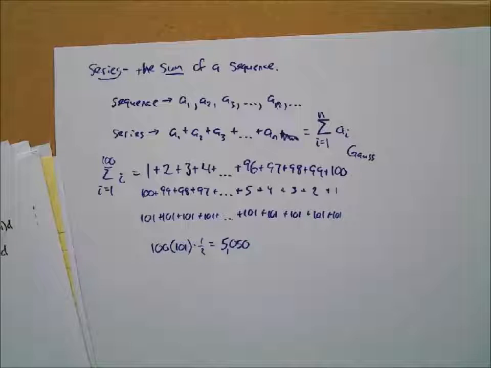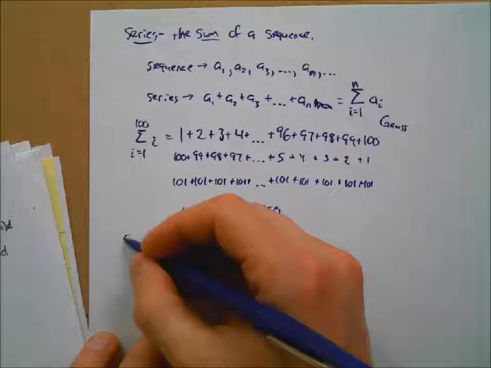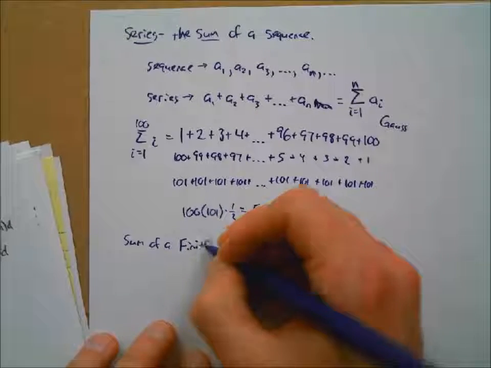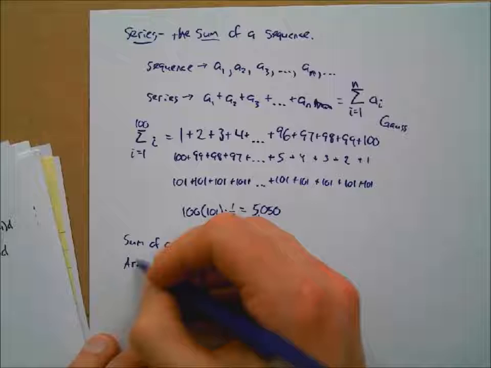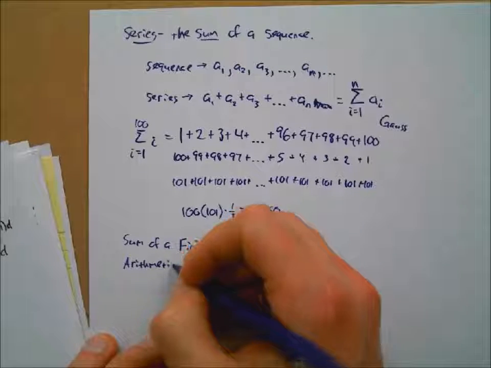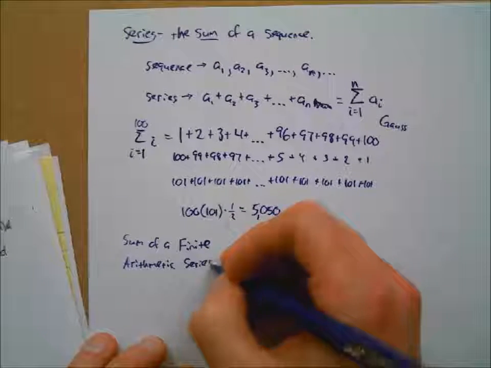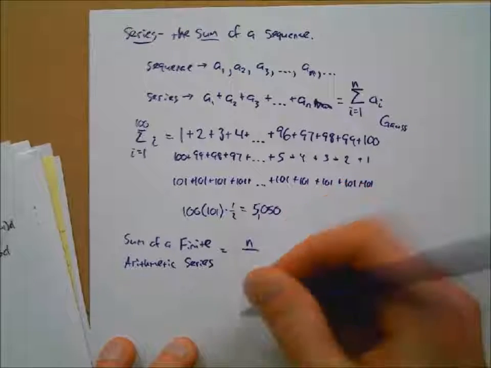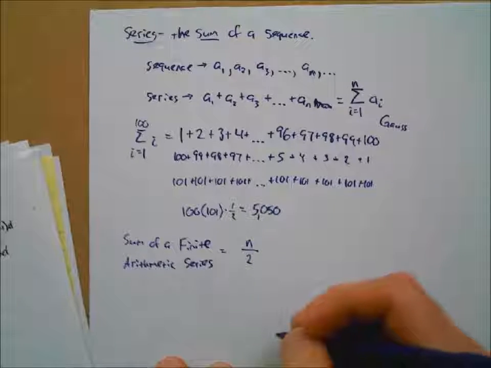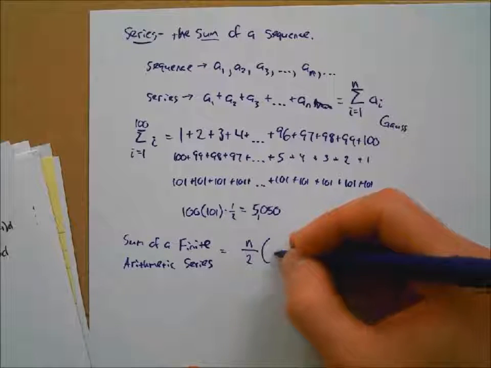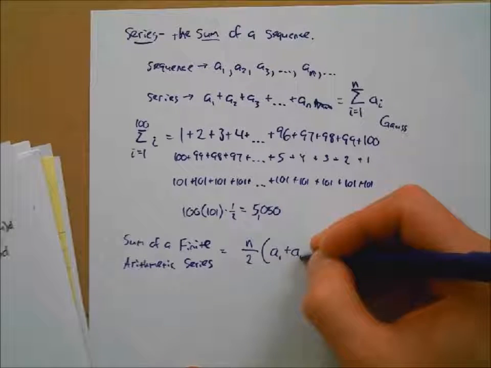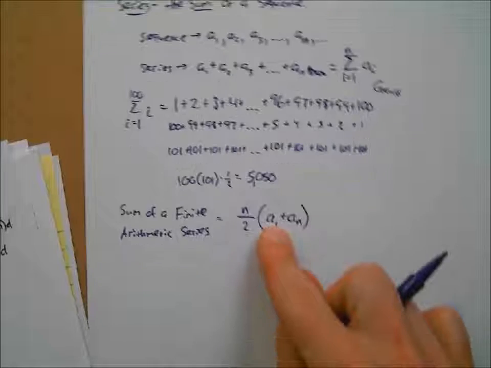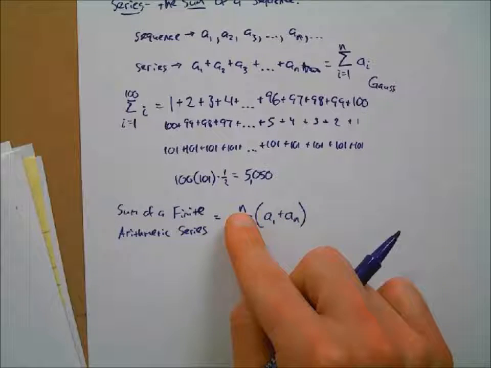And so the sum of a finite arithmetic series is the number of terms divided by 2 times the first term plus the last term. What did Gauss do? He added the first term and the last term, multiplied by the number of terms, and we had to divide by 2.